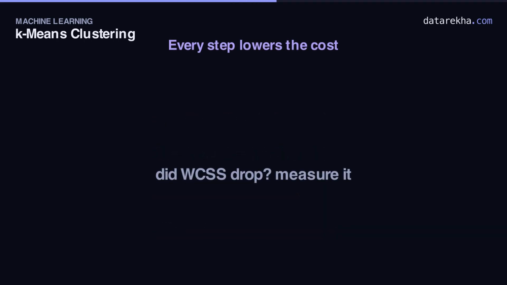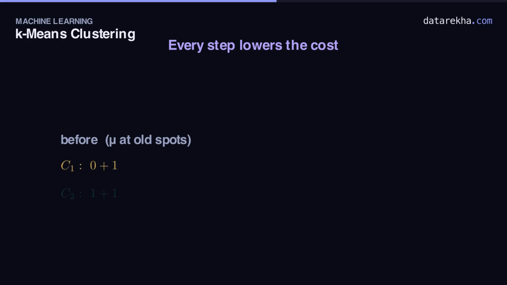Here's the quiet guarantee that makes it all work. That update never made things worse. Let's prove it on the very same clusters by measuring WCSS before and after we moved the centroids. Before, with the centroids at their old spots, cluster 1 contributed 0 plus 1, cluster 2 contributed 1 plus 1, a total WCSS of 3.